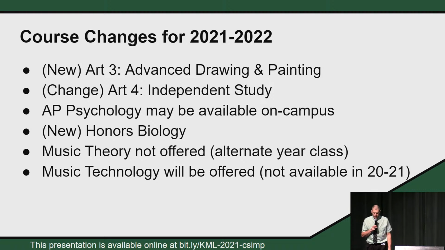For anybody who's a freshman, a new course next year is Honors Biology. So if you have a student currently in physical science and they're getting an A in that course, Honors Biology would be an option for their science class as a sophomore next year.